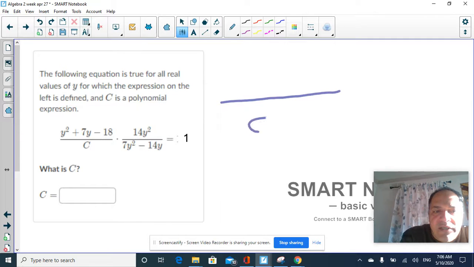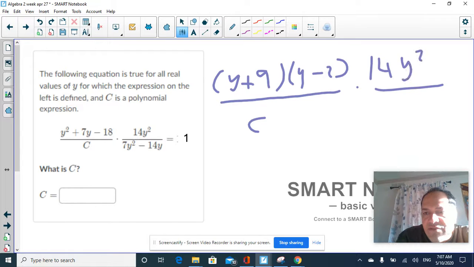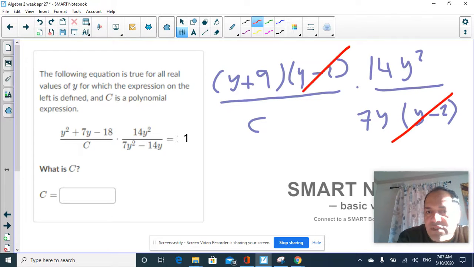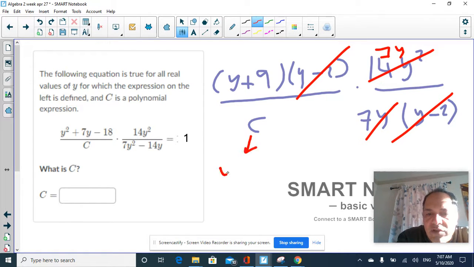This is C first. And here we have y squared, so it's y and y. And 18 is 2 and 9, so it's y plus 9 and y minus 2. 14y squared, same. And here you have 7y, so you have y minus 2. Cancel out this with this, 7y with this one, so it's 7y. So now we want to cancel 7y and y plus 9. So C must equal y plus 9 times 7y.